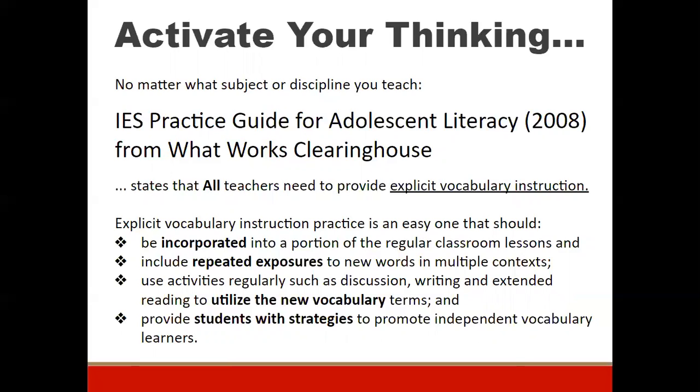To activate your thinking about your vocabulary instruction, which of these do you either always, sometimes, or have not yet incorporated? Which recommendation might be a good place to start with planfully including explicit vocabulary instruction into lessons? Please restart the video when you are finished reflecting and discussing.